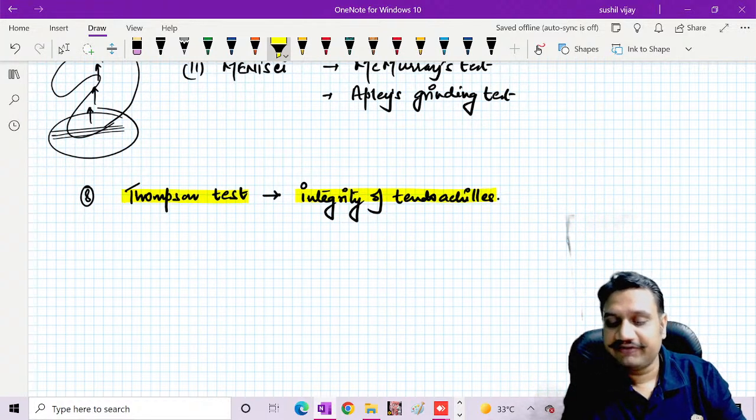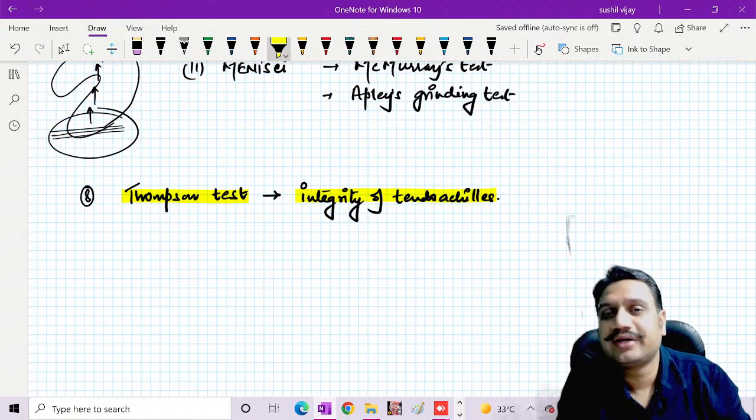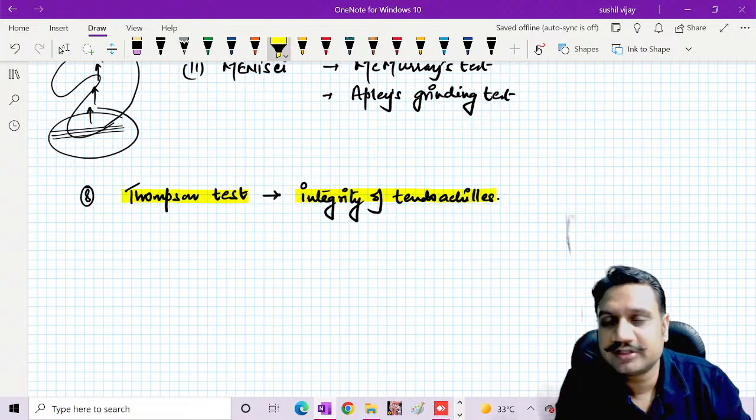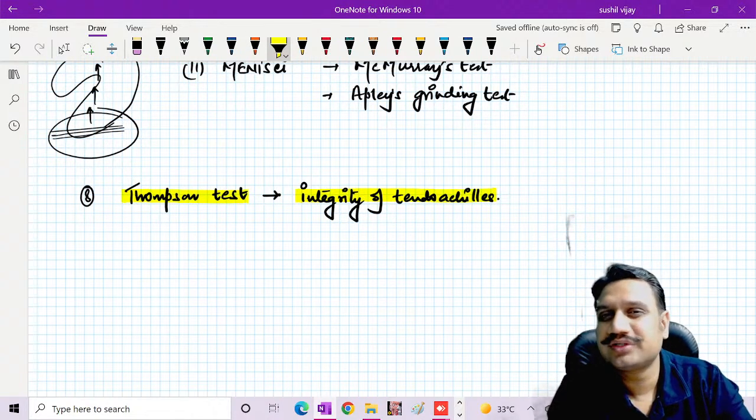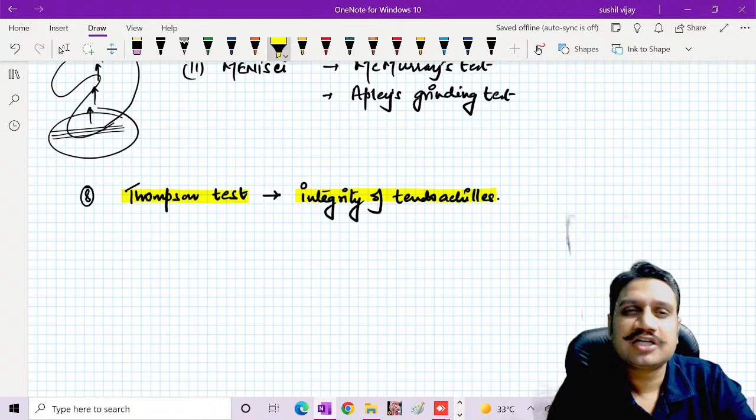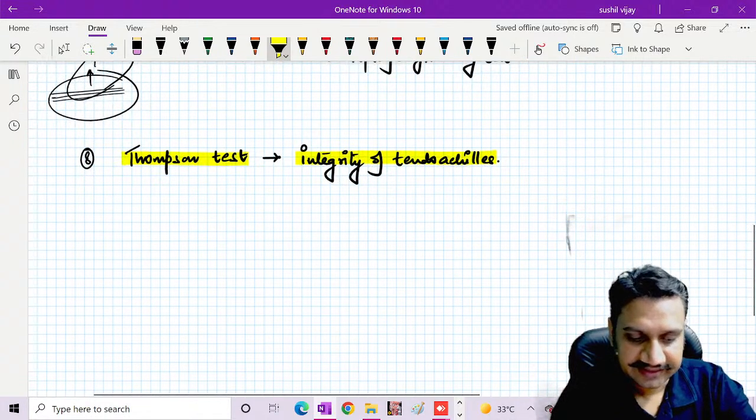So these are the different important tests which can be asked in your exam, as a part of image based question, as a part of theoretical MCQ. These are the ones which have a higher tendency to be asked by any of the examiners in any of the exams. So these are the different tests.